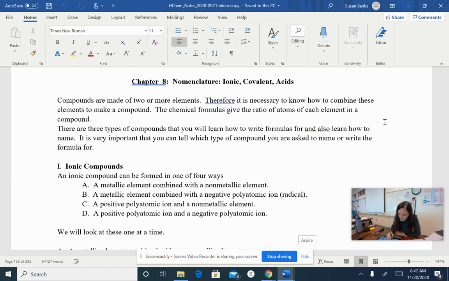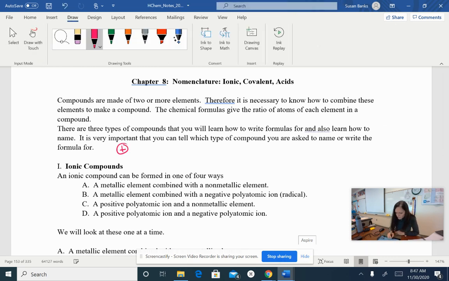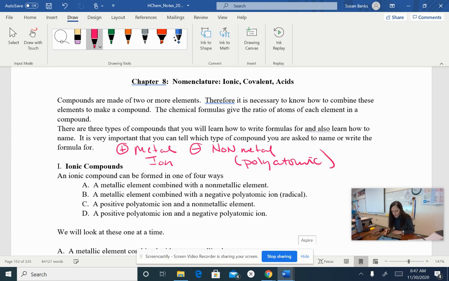Remember, ionic compounds are where we have ions. So we always have a positive ion, that is usually a metal, joined with a negative ion, which is usually a nonmetal, or sometimes it's a polyatomic. So when you see a metal joined to a polyatomic or a metal joined to a nonmetal, or any type of ions going on, you're going to want to apply these rules.